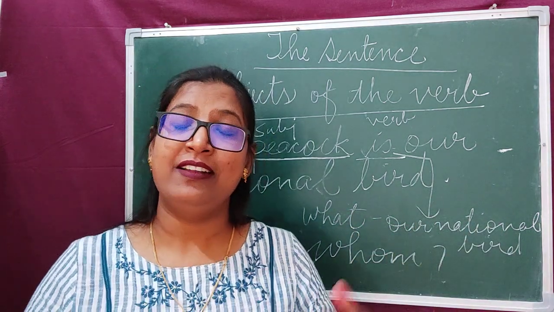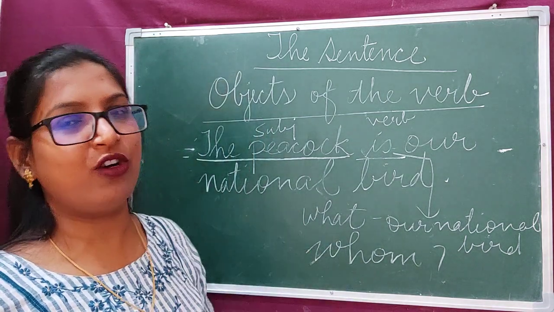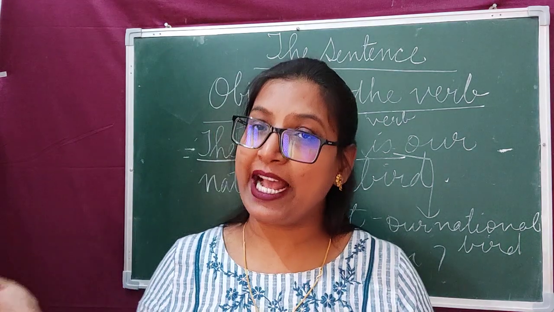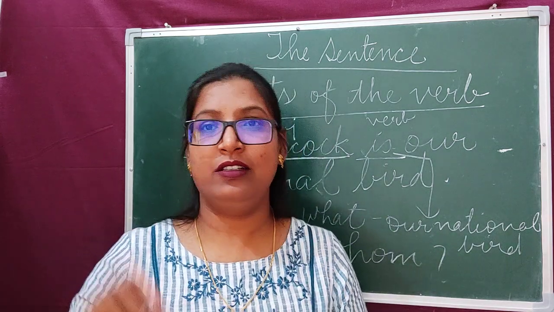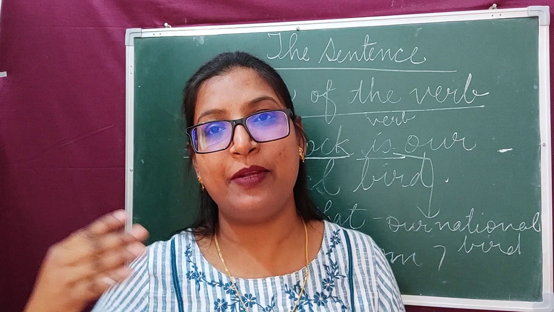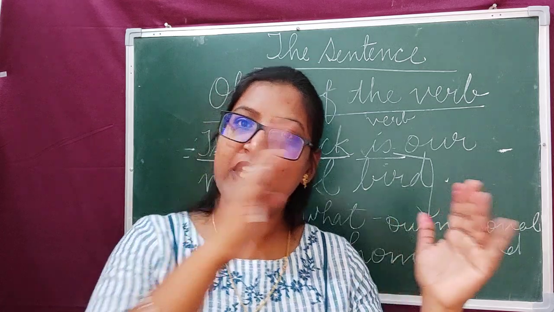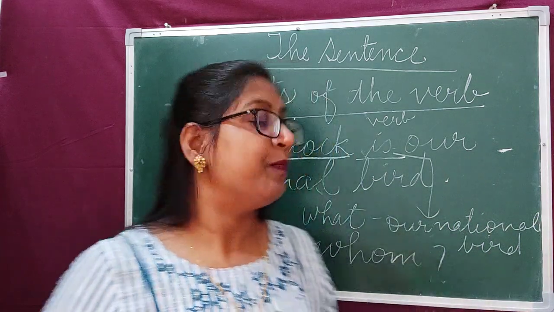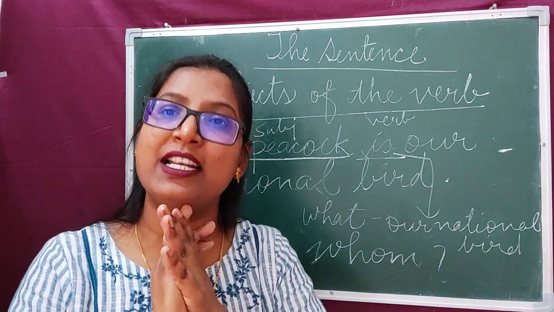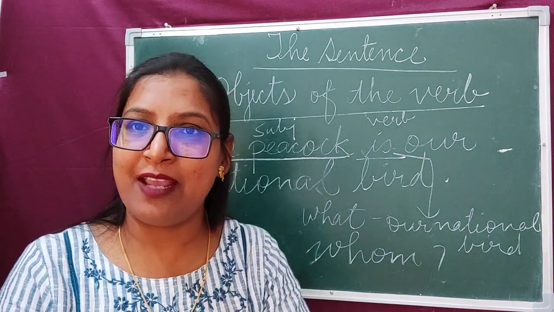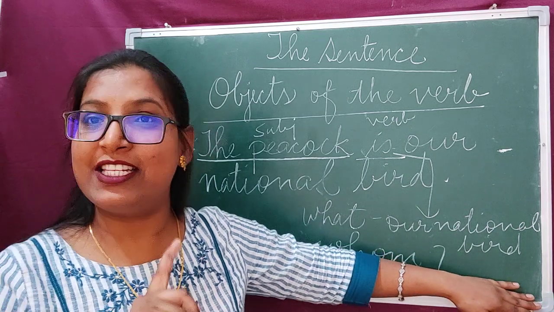Now I told you, the next step is to compare your answer with the subject. What is the subject? Peacock. Okay, dear children, our national bird and peacock. If I say our national bird, automatically the image of a peacock will come in your mind. If I say peacock, you know it's our national bird. So we can see here our answer and the subject both are similar. Both are same. Clear? In that case, we do not call it an object.